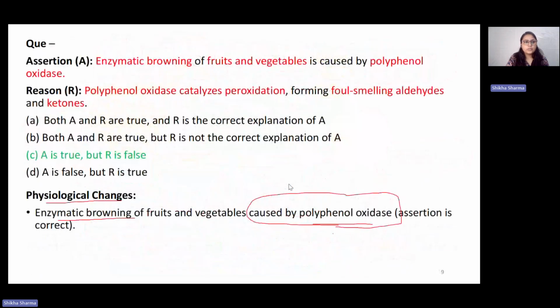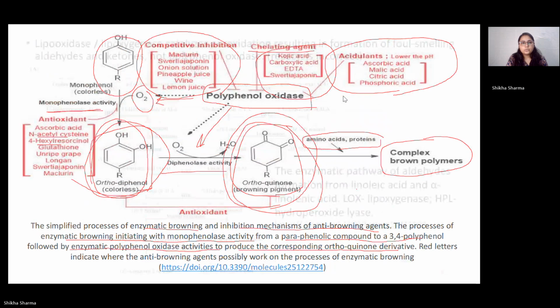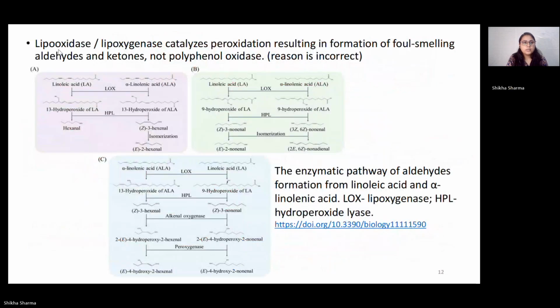Next is the reason. The reason says that polyphenol oxidase catalyzes peroxidation, forming the foul smell, creating the aldehydes and ketones that contribute to the foul smell. But actually it is lipoxidase, also known as lipoxygenase. They are one and the same enzyme, and they catalyze this peroxidation, resulting in the formation of the foul-smelling aldehydes or ketones, but not polyphenol oxidase.